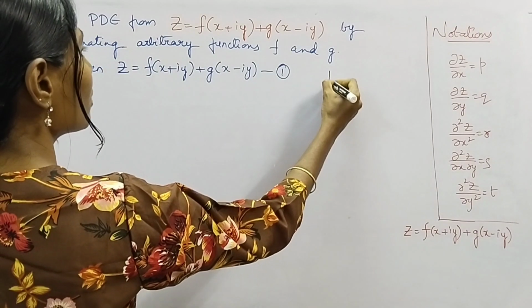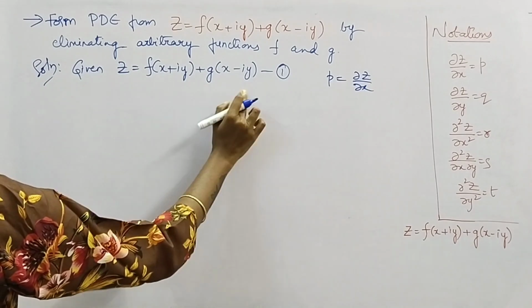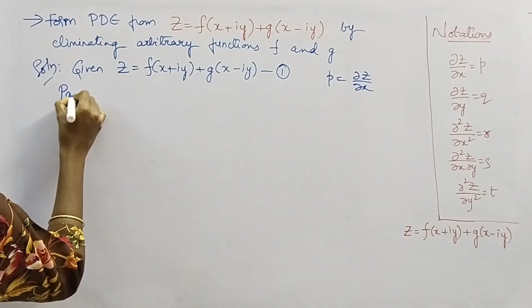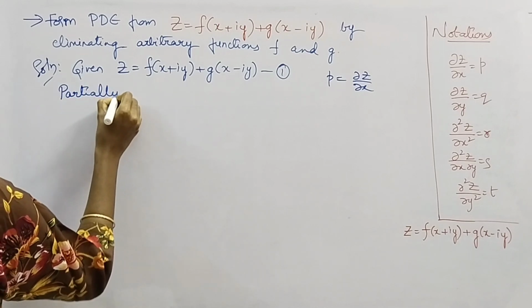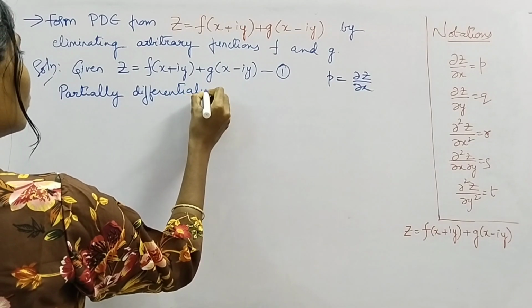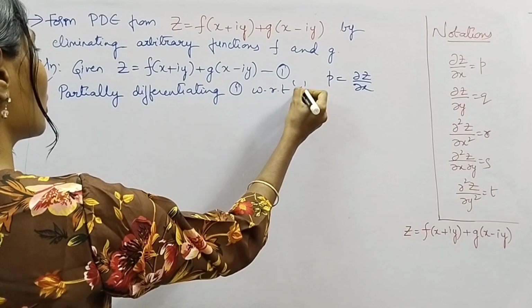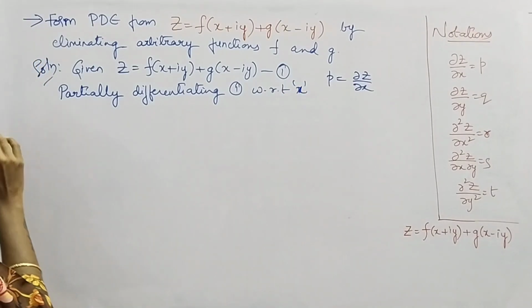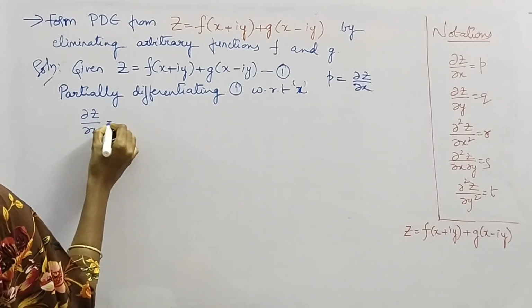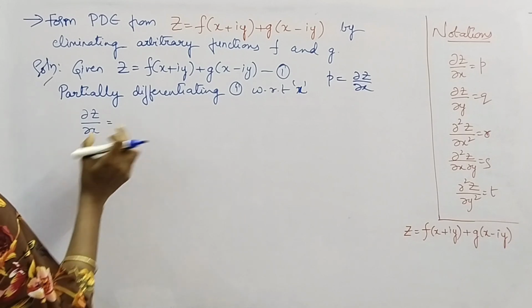Now I have to find p. P is nothing but the partial derivative of z with respect to x, right? So we have to partially differentiate it with respect to x to find p. Partially differentiating 1 with respect to x, just apply dou by dou x on both sides of the equation. I'll write directly dou z by dou x equal to, here we are partially differentiating with respect to x, so we'll treat y as constant.